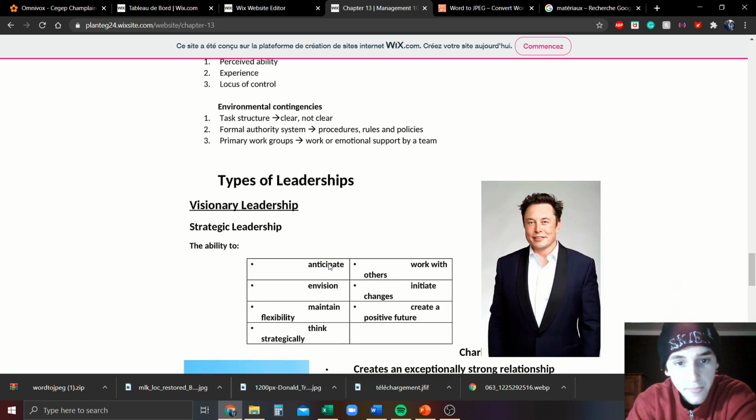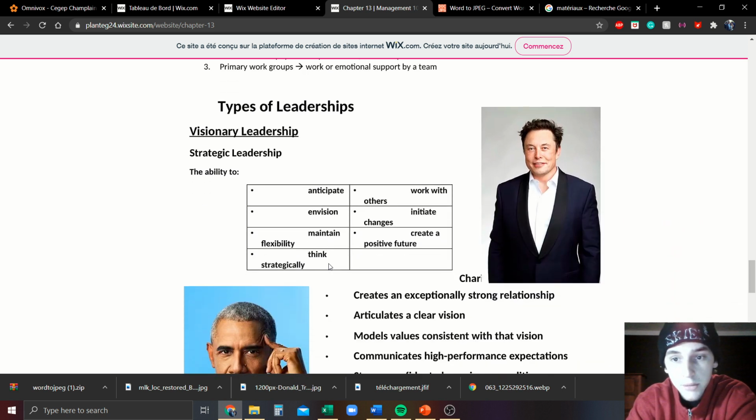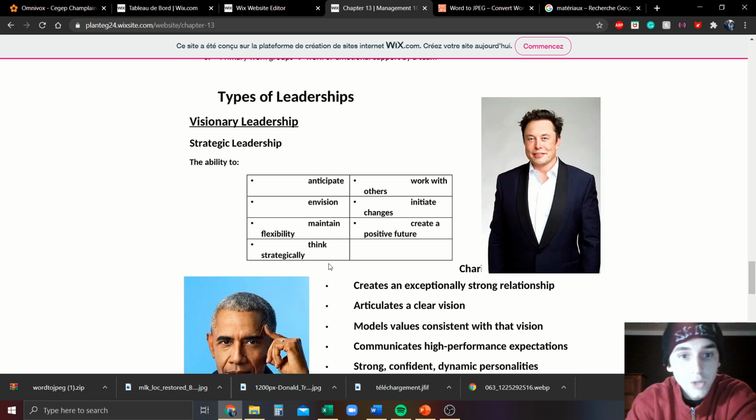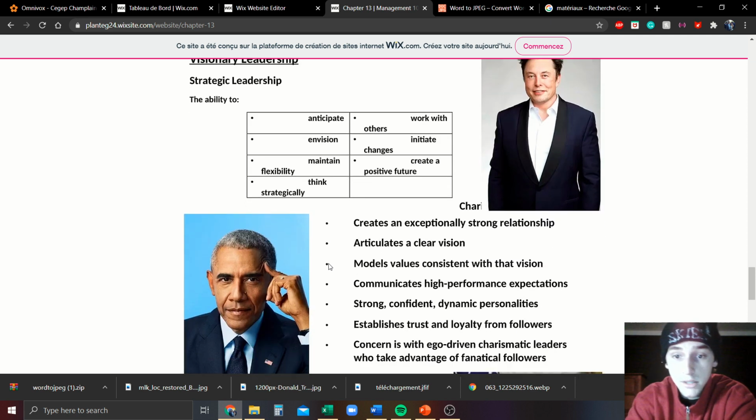Types of leadership: visionary leadership. I put a picture of Elon Musk. Strategic leadership has the ability to anticipate, envision, maintain flexibility, think strategically, work with others, initiate changes, and create a positive future. This is just the definition of Elon Musk right here.